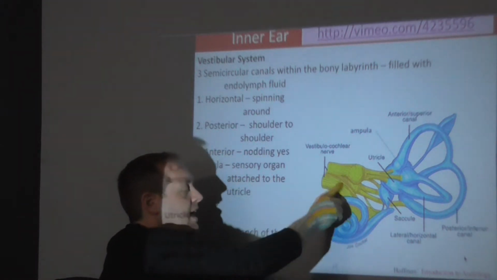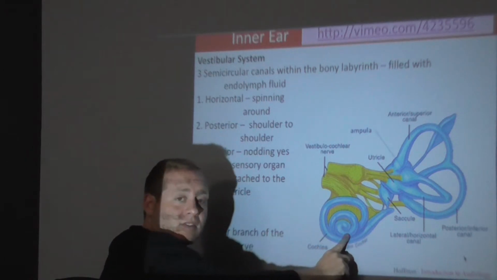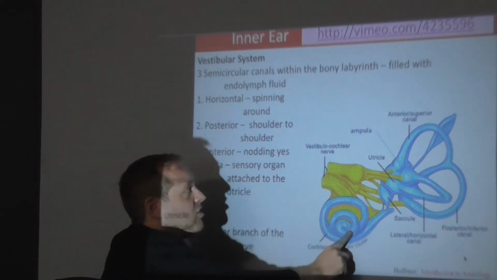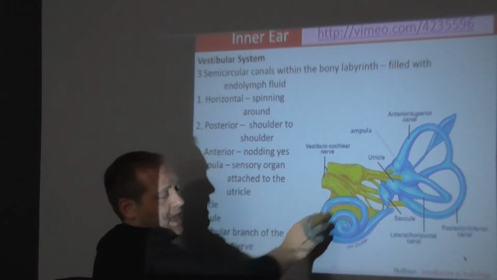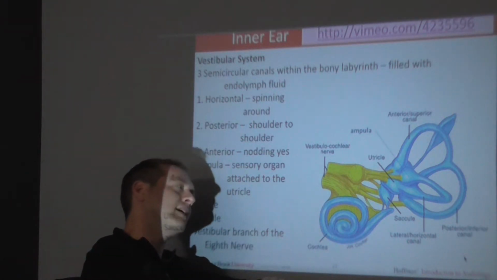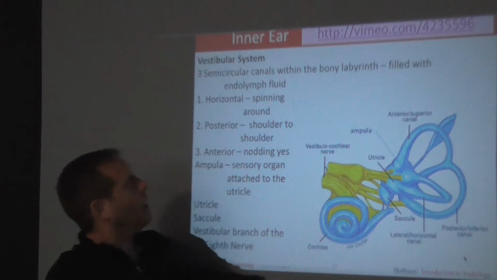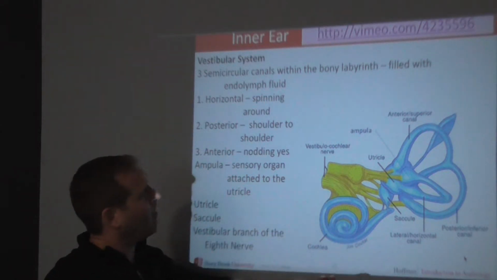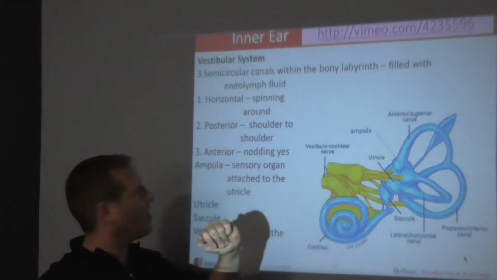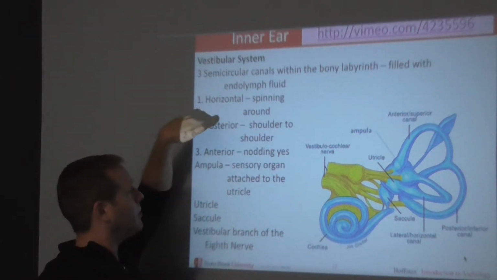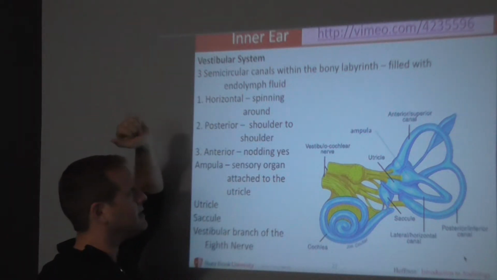Those ampullas and that utricle are attached to the vestibular portion of the eighth nerve. Okay? Just like the hair cells of the organ of Corti are attached to the cochlear portion of the eighth nerve. Make sense? Okay. The semicircular canals, there are 3 sets of them on each side. There's a horizontal set, a posterior set, and an anterior set.